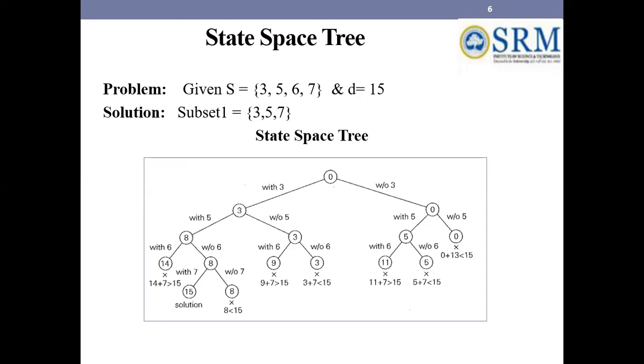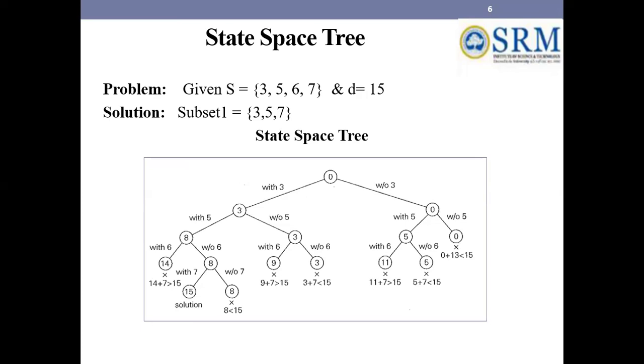The tree contains a root node, that's the initial solution. That can be explored to the next level. Then at every level, the current node is explored. See the example: the sum D is given as 15. There are four elements: 3, 5, 6, 7. So we will see how to draw a state space tree.